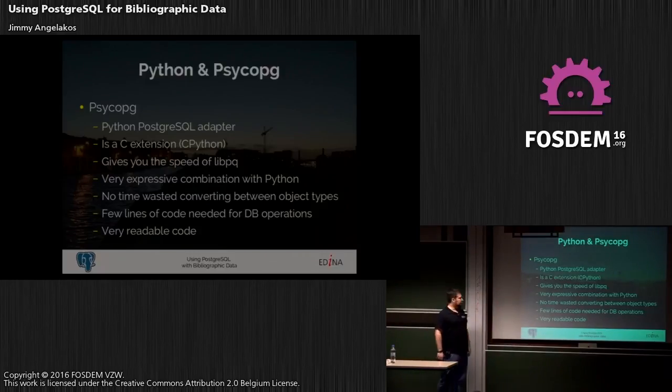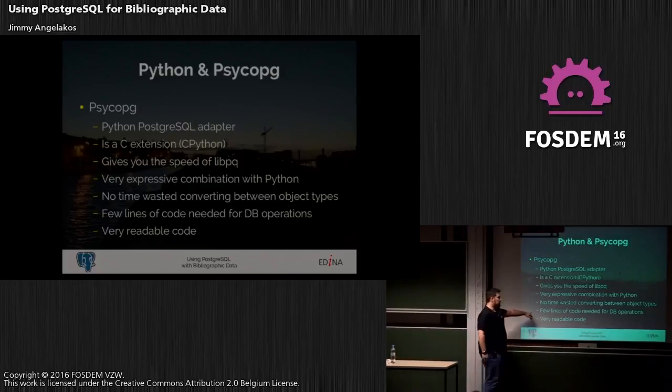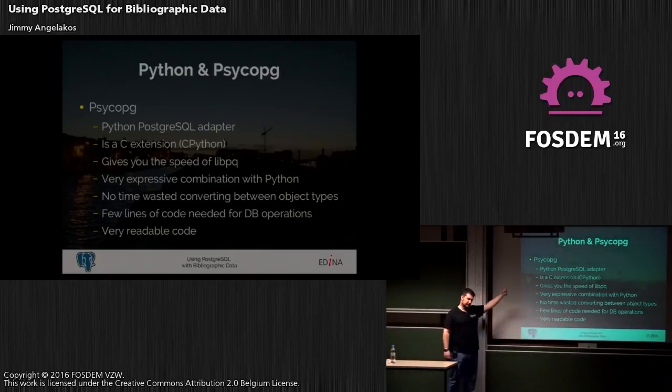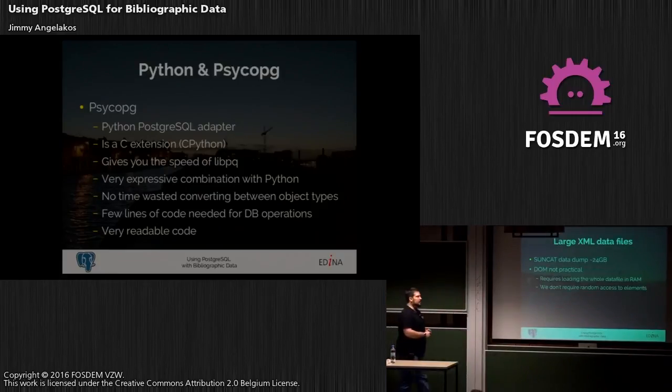So why not use Psycopg? It's very easy to program for Postgres in Python. It's very fast because it's based on CPython, so it gives you the speed of something like you would get from libpq when writing in C. It's a very expressive combination. It lets you type something that looks reasonable, like English and not JDBC code. And you don't waste your time converting between object types, because it supports Postgres' data types as closely as it can as Python data types. You need very few lines of code, as we'll see in some examples later on, which is very readable code.